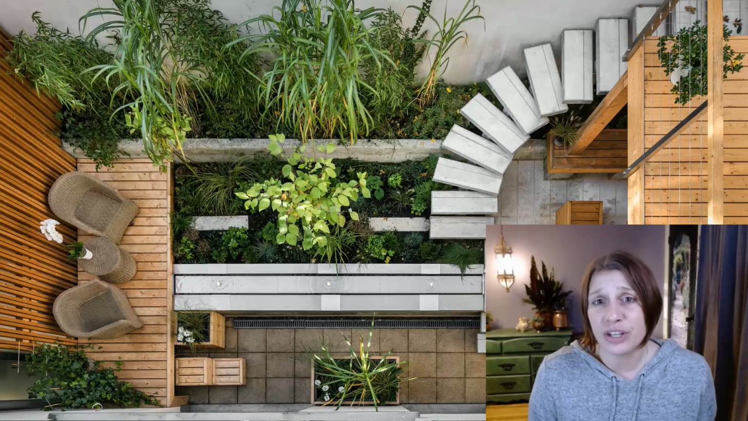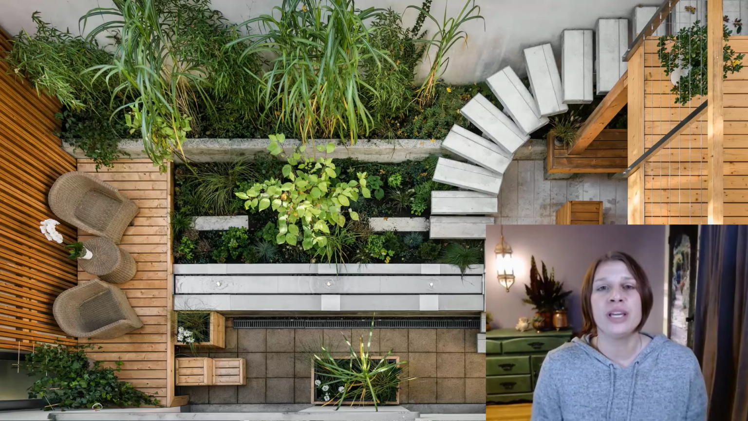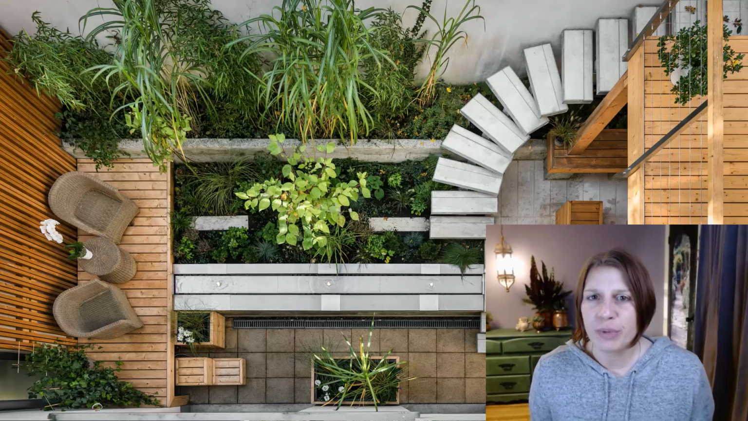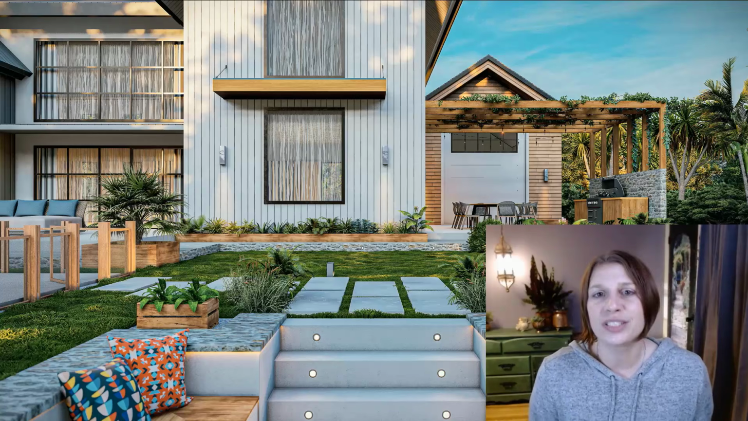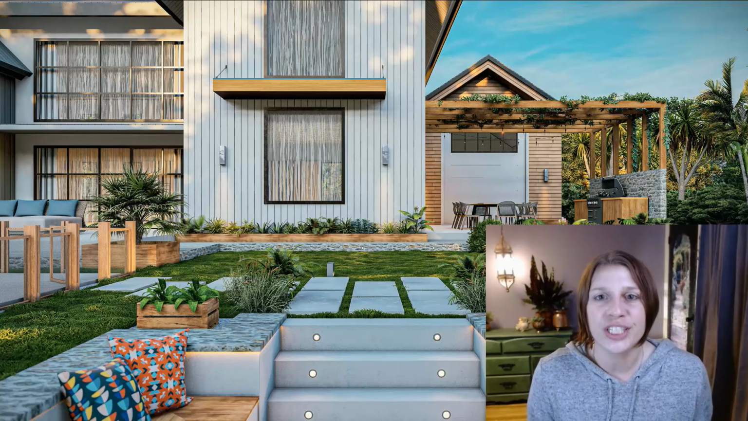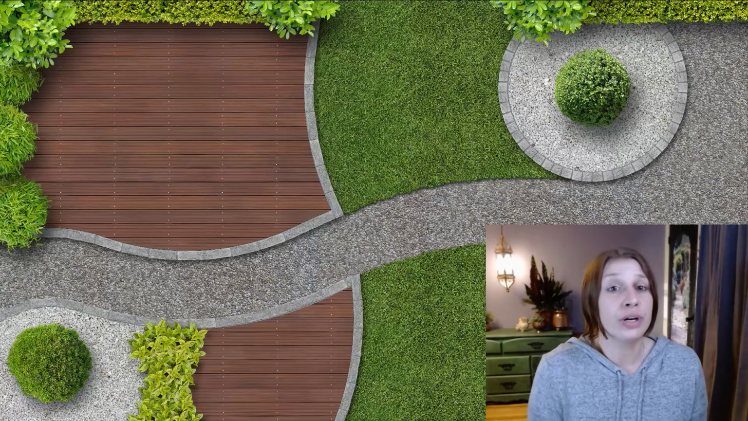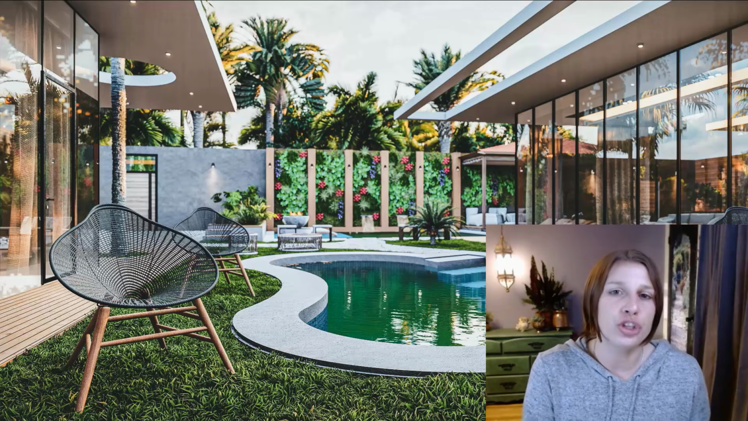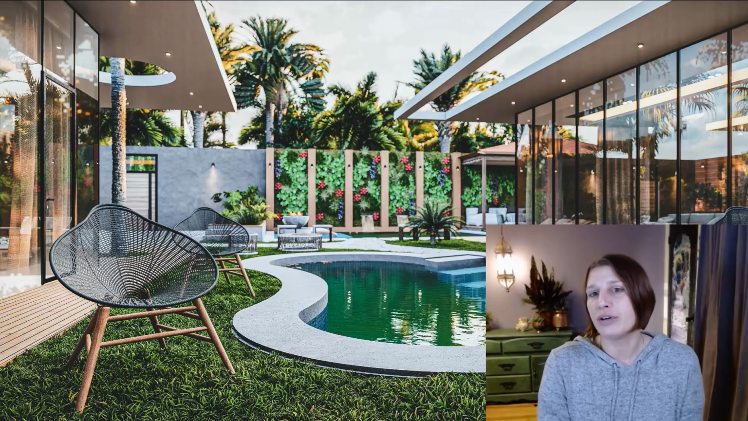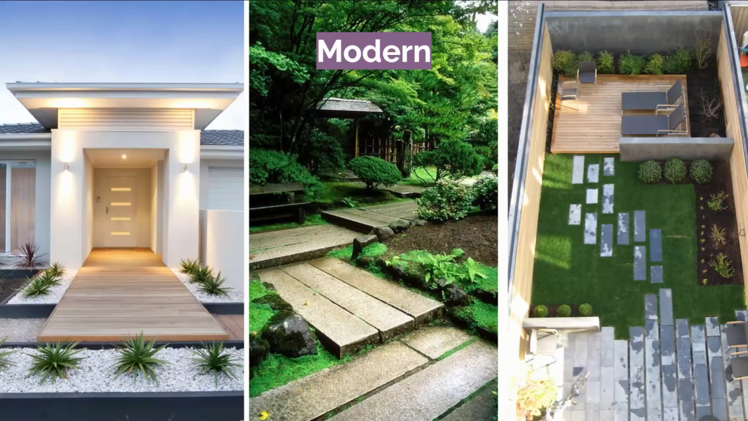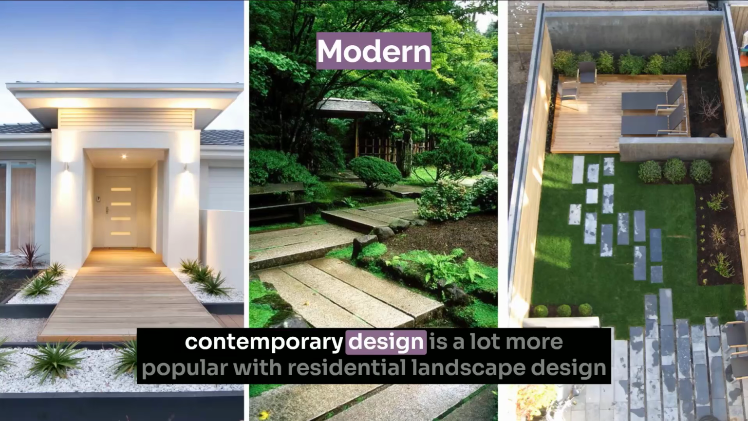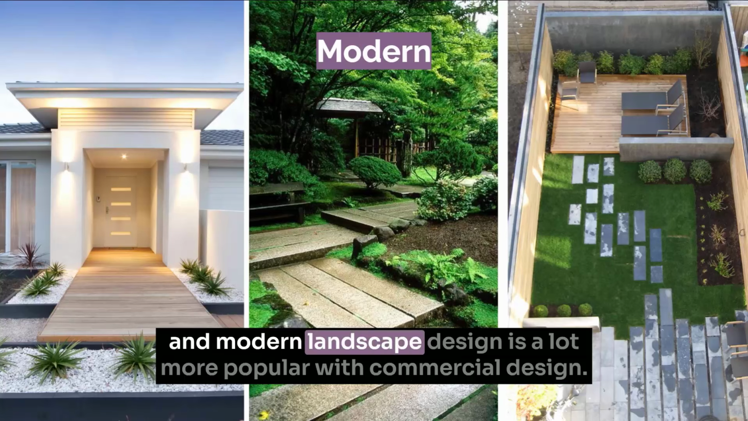The contemporary garden style comes from modern design, but it tends to be more natural and a softer version of modern design. In contemporary design, what is already in place is taken into consideration and enhanced. So the use of curves and wooden accents and strategically placed and/or contained bright flowers are welcomed. But remember that less is always more when it comes to this particular style, whether you're talking modern or contemporary. And I'd say that contemporary design is a lot more popular with residential landscape design, and modern landscape design is a lot more popular with commercial design.